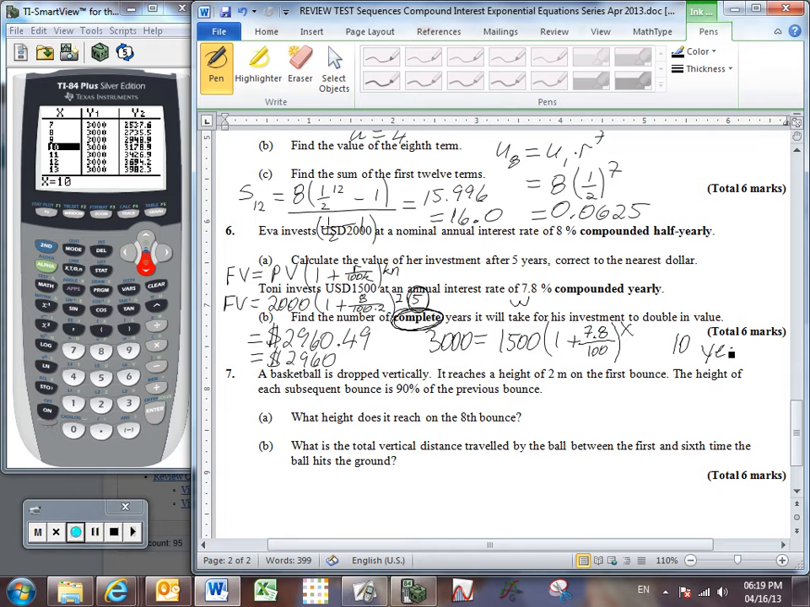And if you excuse me, I'm not going to bother copying down the table. You've seen this enough times. You should know how to do it by now.